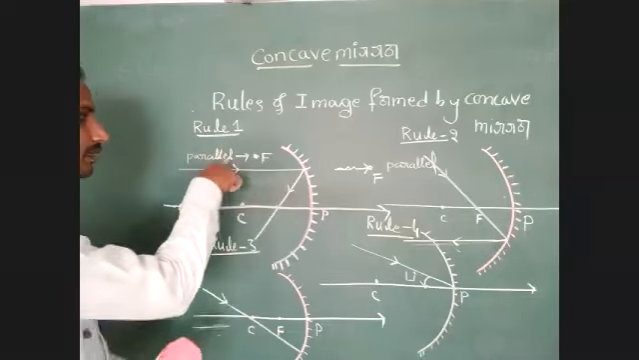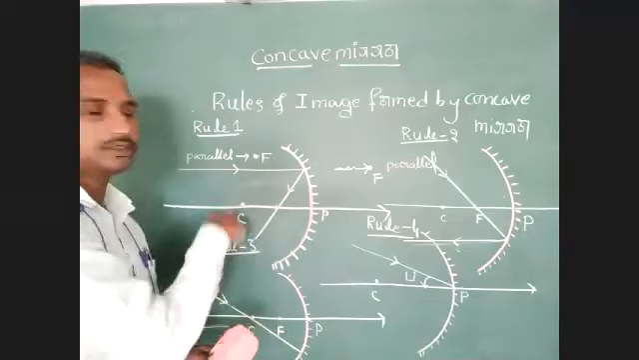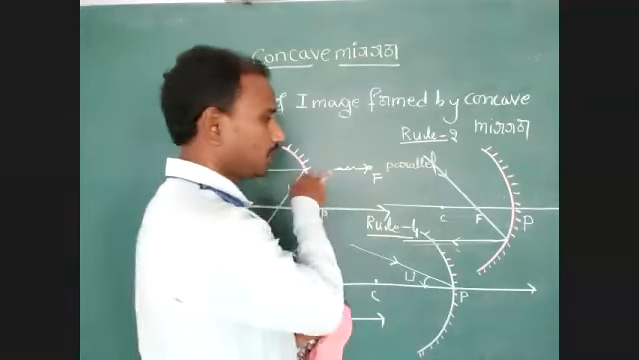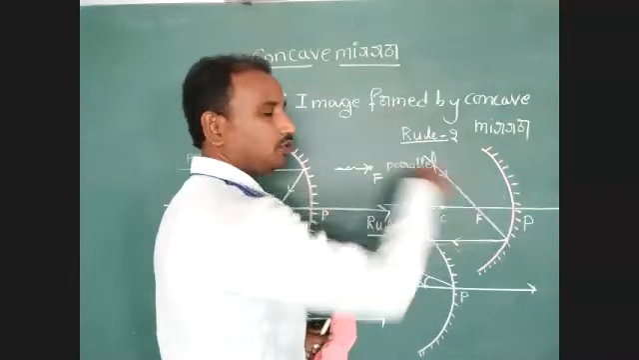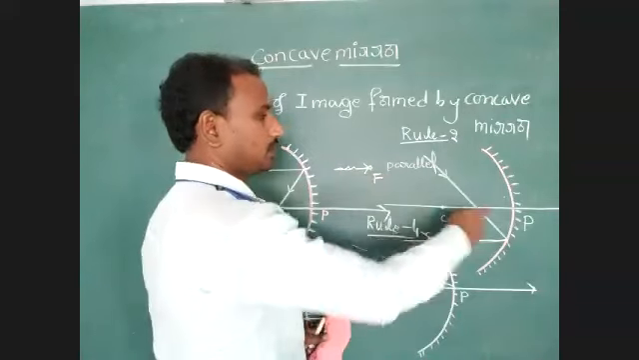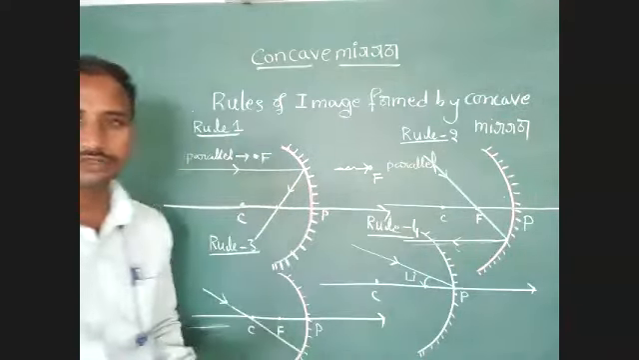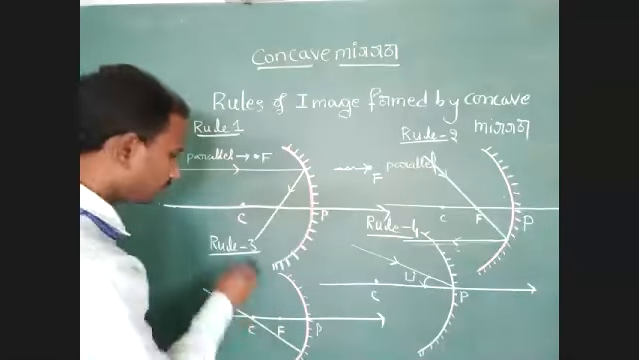Here, first the incident ray is parallel to the principal axis. After reflection, the reflected ray is passing through the principal focus. But here, first the incident ray is passing through the principal focus. After reflection, the reflected ray is parallel to the principal axis. Understood, students? Next, rule 3.